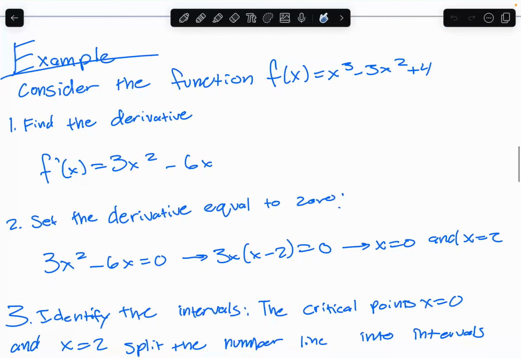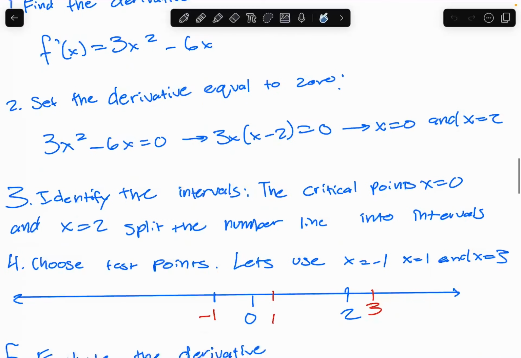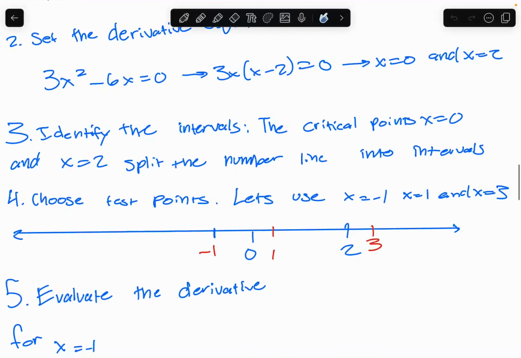Next, we identify the intervals. The critical points x equals 0 and x equals 2 split the number line into intervals. I've done that here, and our critical points are highlighted in the blue pen. As you can see, if you read number 4, we choose test points. So let's use x equals -1, x equals 1, and x equals 3. Those are indicated by the red pen. And lastly, we evaluate the derivative.